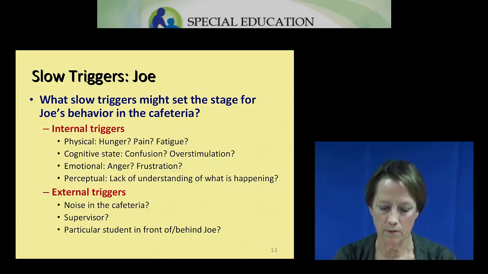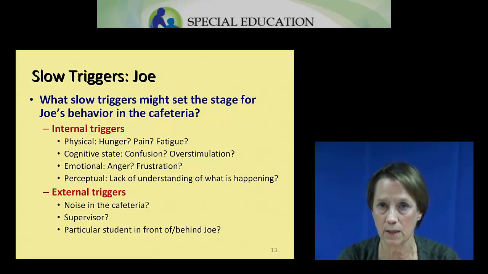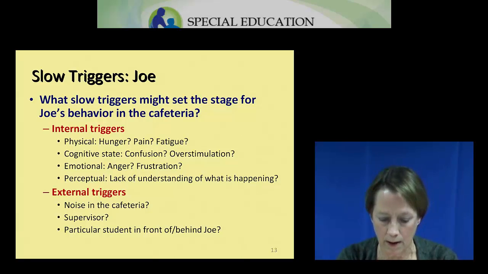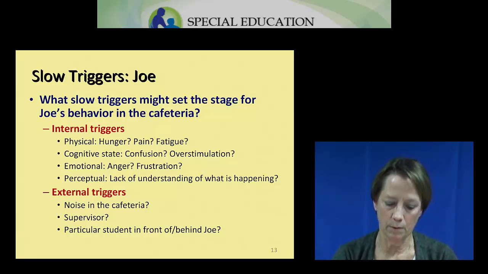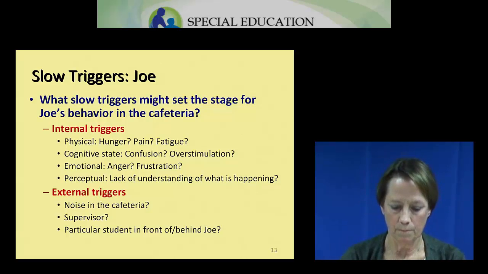So let's take a look at some of the triggers that might be operating in Joe's case. What might these be that set the stage for Joe's behavior in the cafeteria? Well, internal triggers, we talked about these in webcast 1, so just quickly we can think of, is there pain or fatigue? Is there confusion, frustration? Is there lack of understanding of what's happening? And external triggers, now, might there be too much noise in the cafeteria? Or might there be a supervisor who's using a negative attitude? Might there be a particular student in front of Joe or behind Joe that's causing a problem? So these are the things we try to identify as we think about slow triggers with Joe.